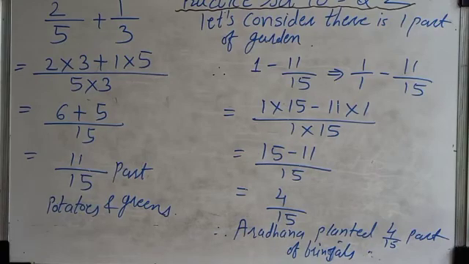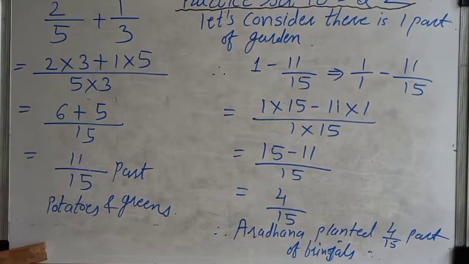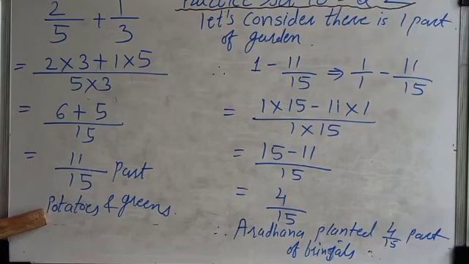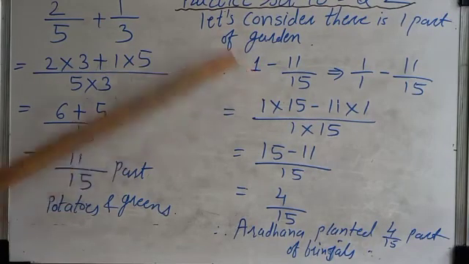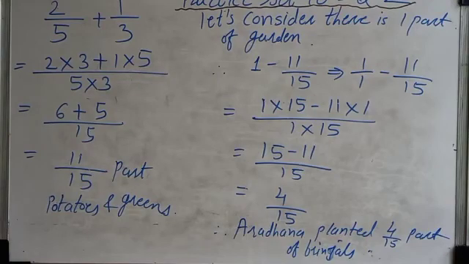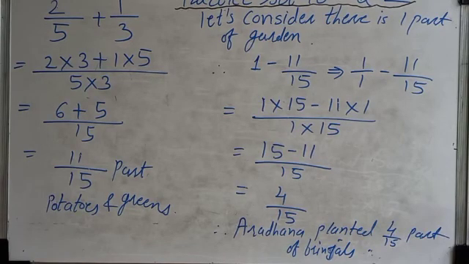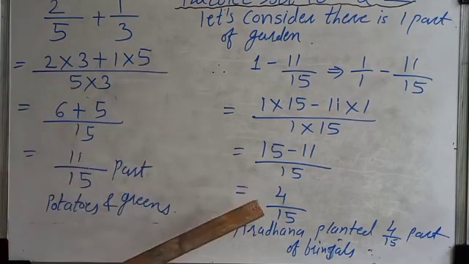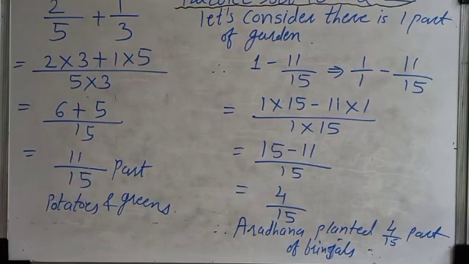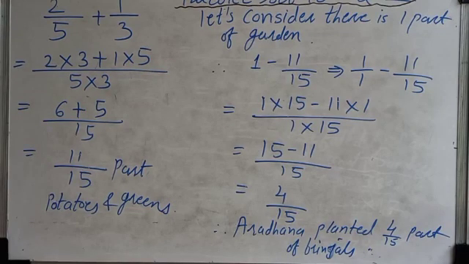What you have to do is first add this, then you will get the total part of potatoes and greens, which you have to subtract from 1. Why from 1? Because we have considered here there is one garden, her total garden. So one full garden, that's why we took 1. And from that one, if you subtract 11 upon 15, we get 4 upon 15 as the answer. So you have to solve this example in your notebook.